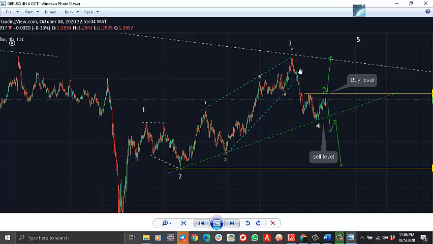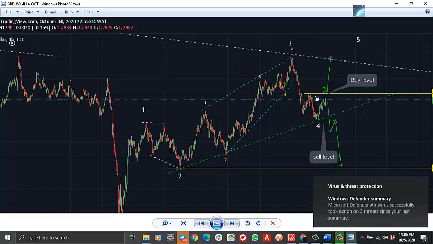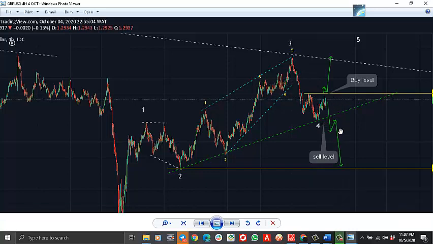So wave 4 has ended, as far as this channel is concerned. This is A, B, C, though the C is too shallow, but wave 4 has ended. If it breaks here, then it might touch here. If it touches here, it becomes an expanding diagonal. But as far as I'm concerned, this is the chart I analyzed on Sunday night, but I couldn't make the video. Right now, the price is trying to hit this place, so it's already a buy market.